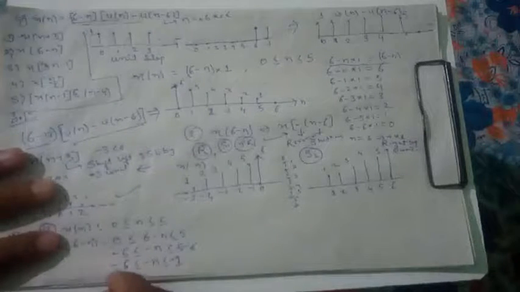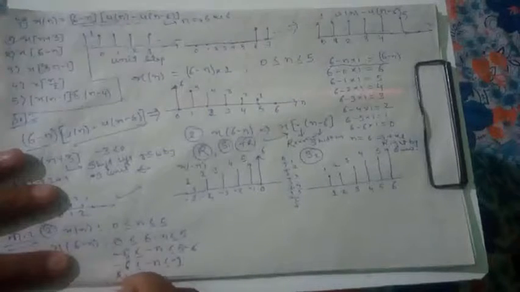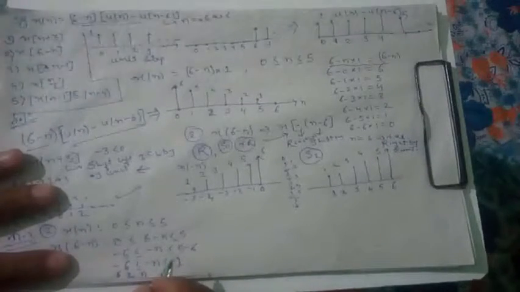If we remove this negative, we have to reverse the inequality symbol, so 6 is greater than or equal to n, and this becomes positive, and again then for this scenario also.